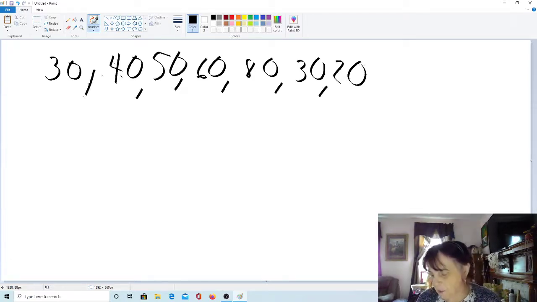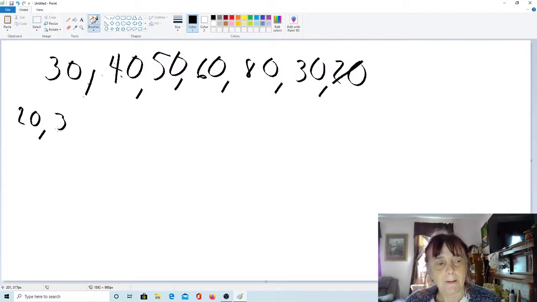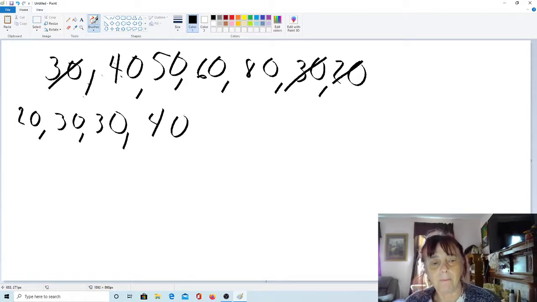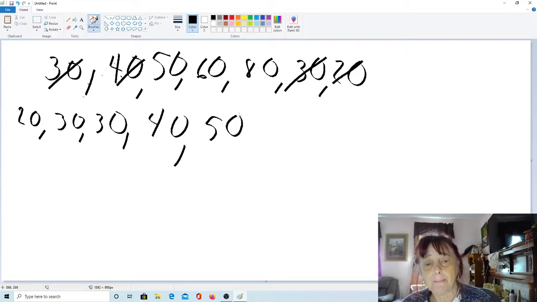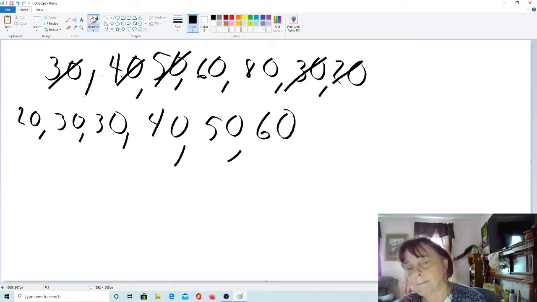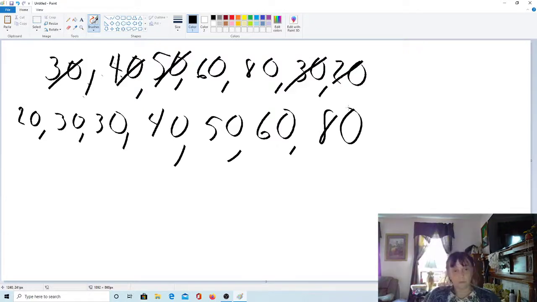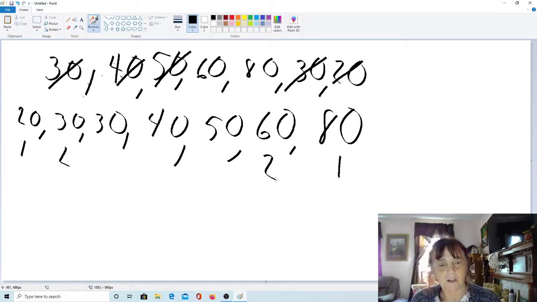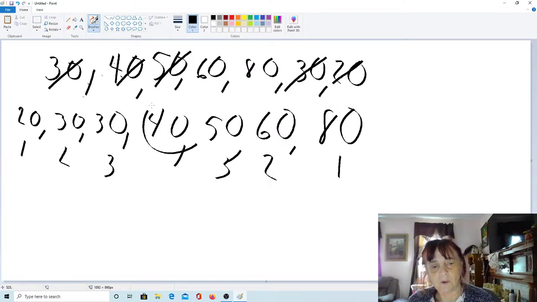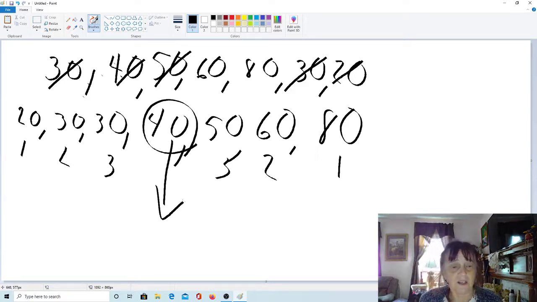Okay, so you have to put those in numerical order. Alright, so the smallest number in this set of data is 20. We have two 30s, and then 40, and then 50, 60, 80. Okay, in numerical order. Now, what's the middle number, or the median, of this set of data? Okay, the middle number is 40. So 40 is the median. And so that will divide this data into two equal parts.